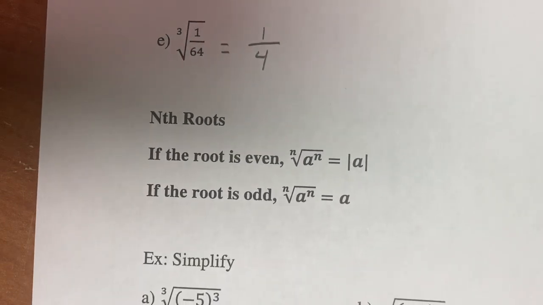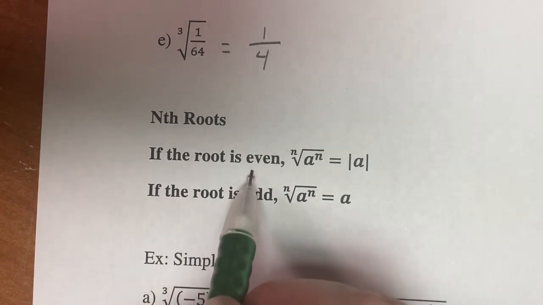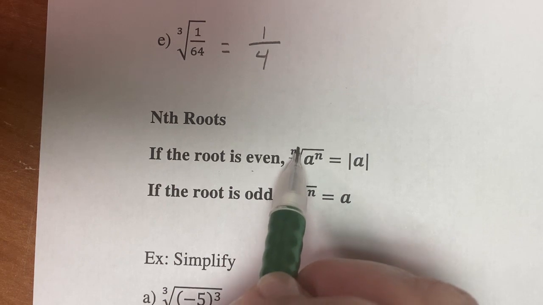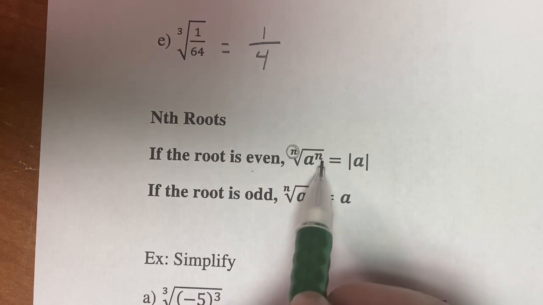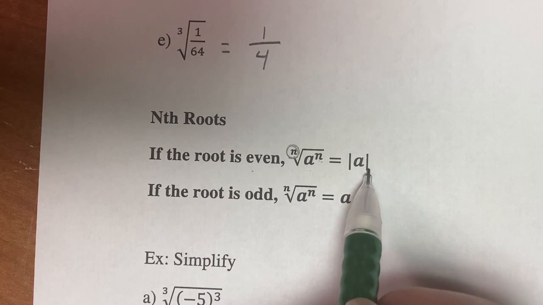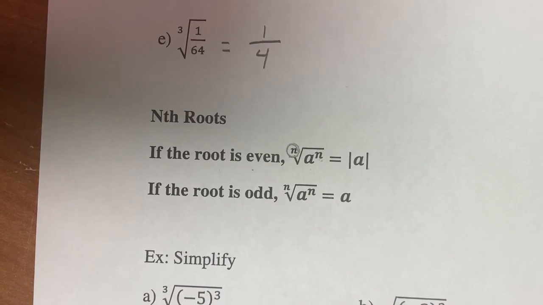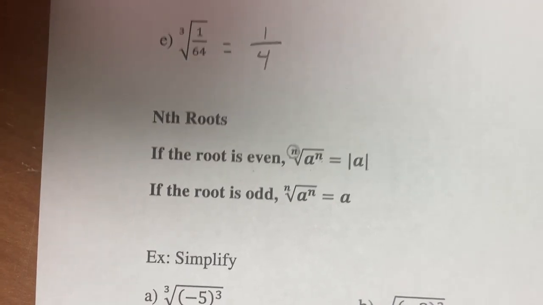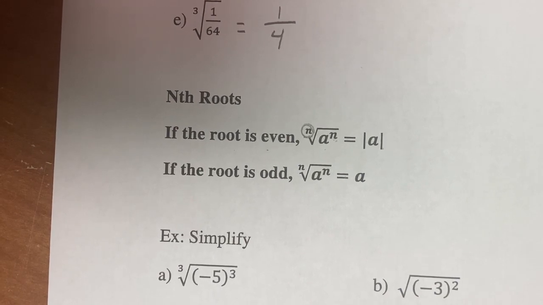So if we talk in general about nth roots, if the root is even, in other words, if this is an even number, and we're taking the 4th root, for example, of a to the 4th or a to the 8th, we would usually put that in absolute values. If the root is odd, we don't have to worry about that. And that's only when you're dealing with a variable there.